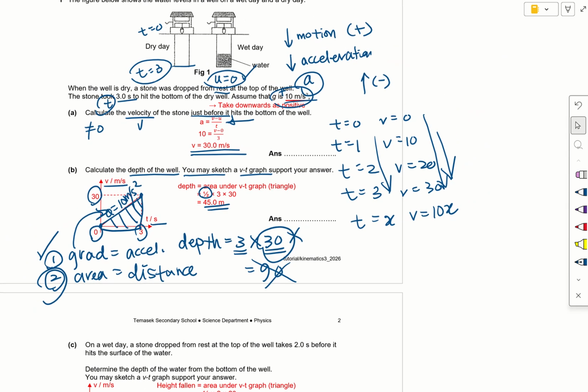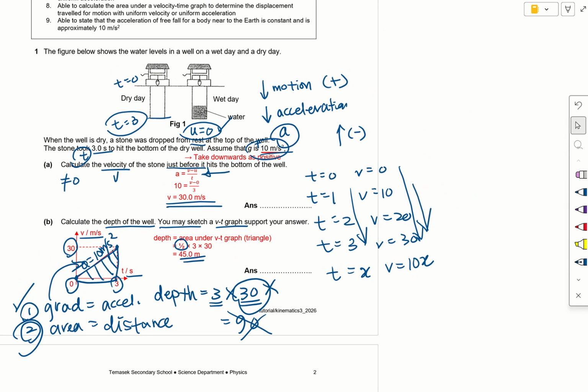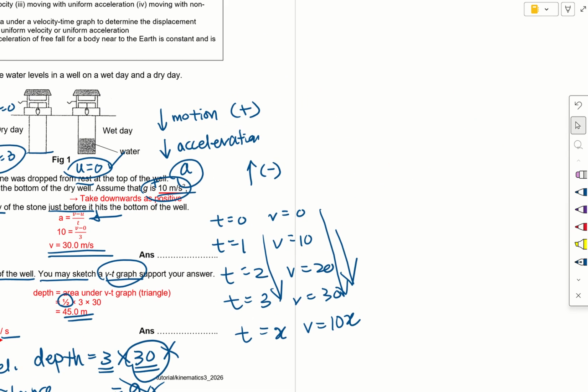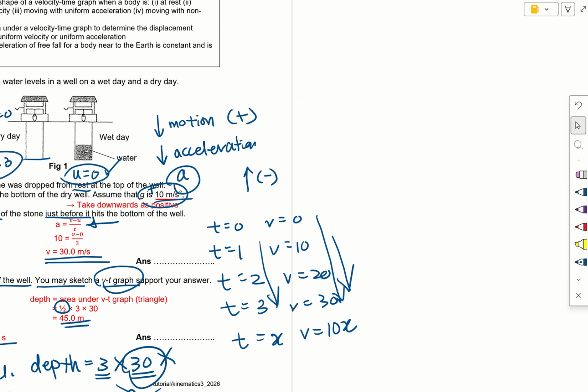So by the way, there are also some students who did it by formula instead of using a VT graph. There are 2 additional formulas that may prove to be helpful to you. But if they say solve by graphical method, you must draw a graph. You cannot use this formula, but you can use it for checks.